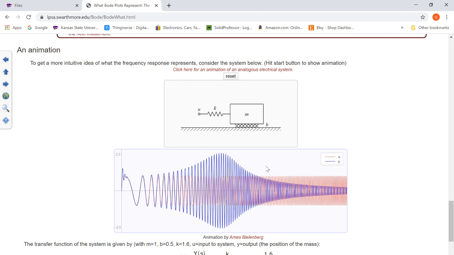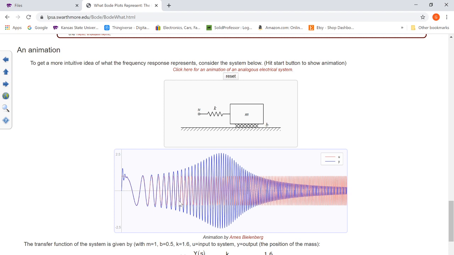And so we don't like any of this near and past the natural frequency of the system. We like this slower frequency down here because it is replicating our input with high fidelity.